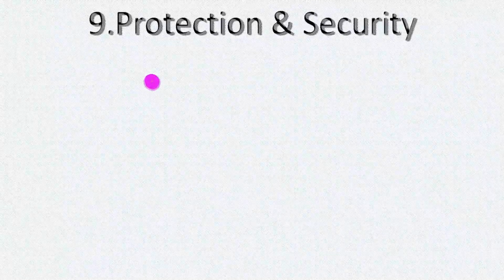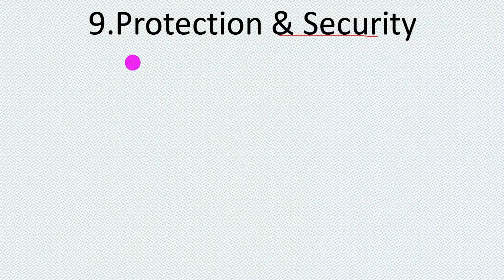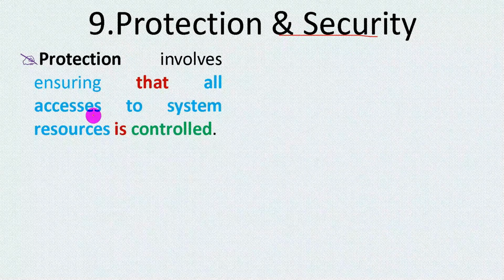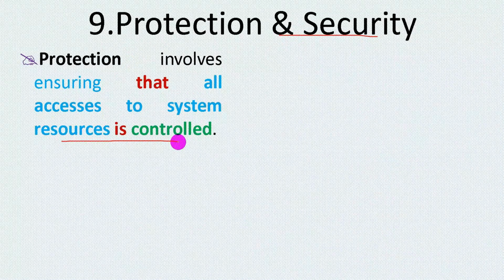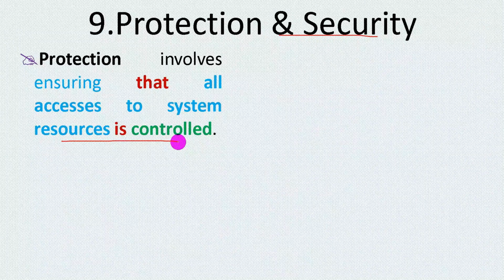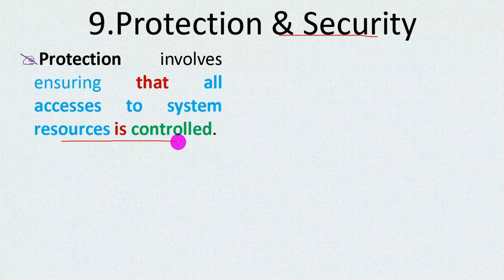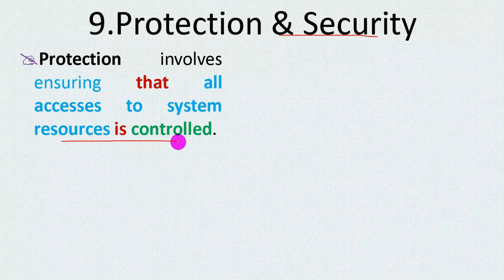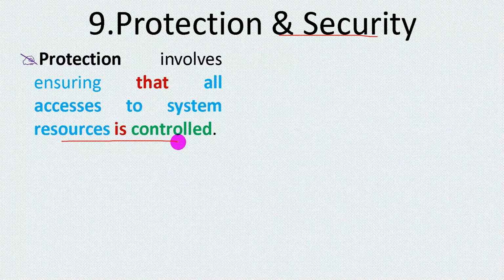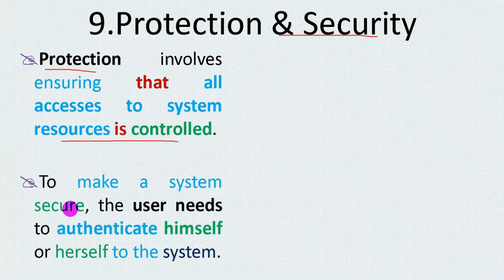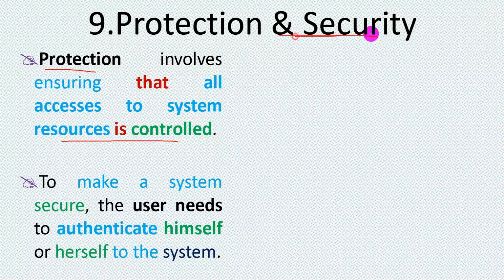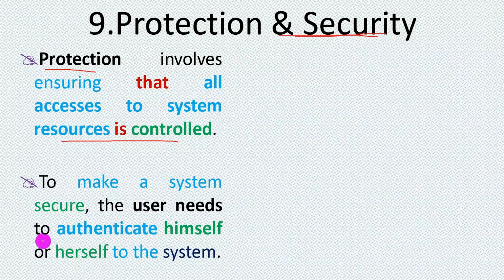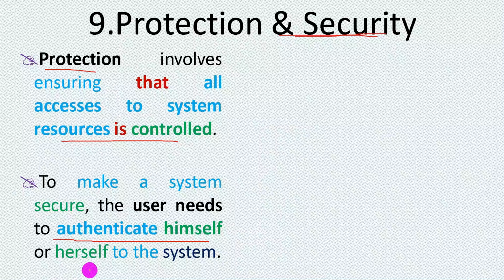The last one, protection and security. Protection involves ensuring that all access to the system resources is controlled. Each user accesses the resources, and during this access, the operating system must control it. We call it protection. To make a system secure, for the concept of security, the user needs to authenticate himself or herself to the system.